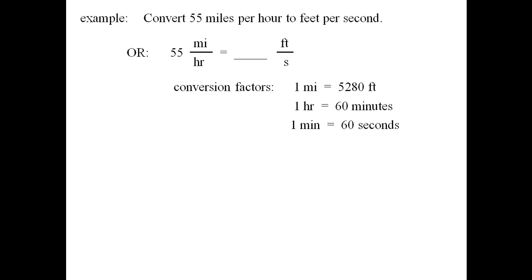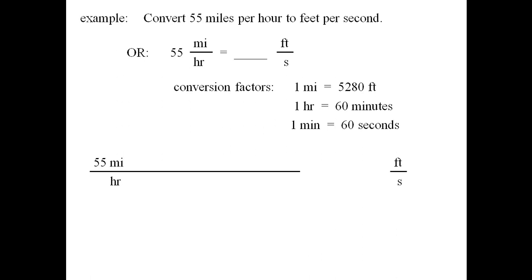Okay, so here's how we're going to set it up. I'm going to use the factor label method. I'm going to do 55 miles per hour. Remember, hours in the denominator, miles per hour. And my goal is to get feet per second.